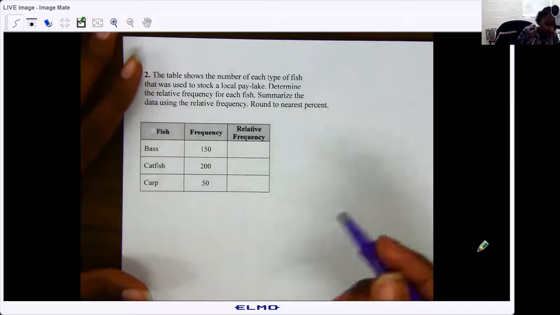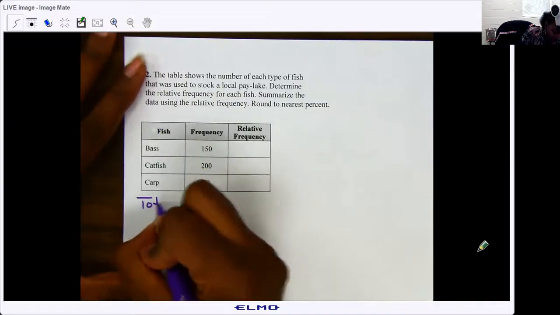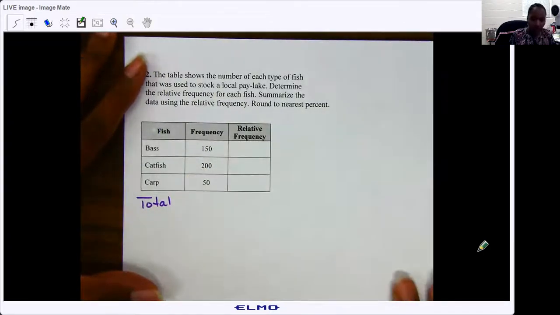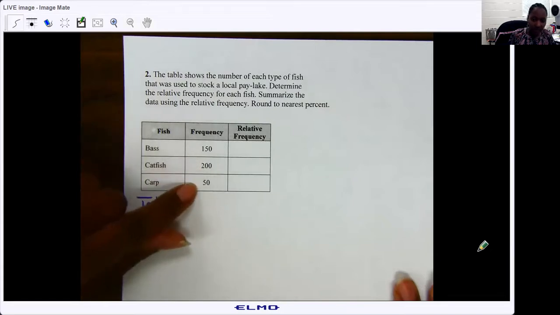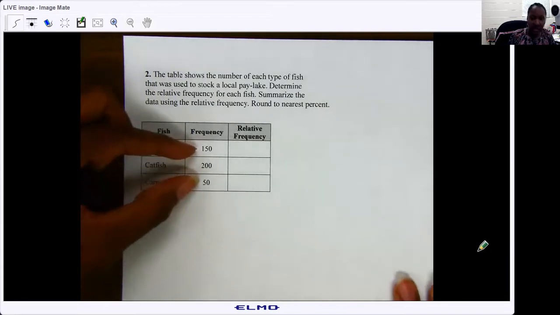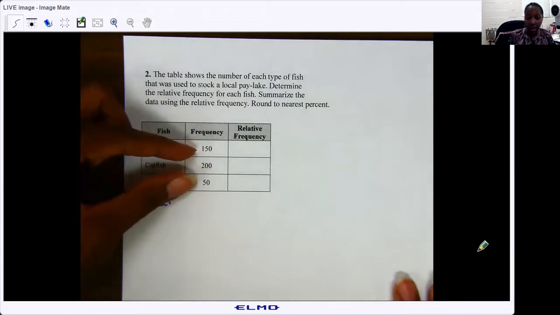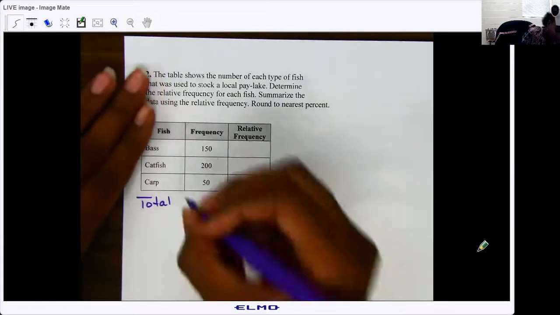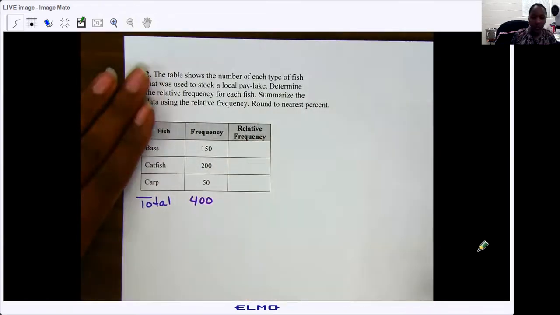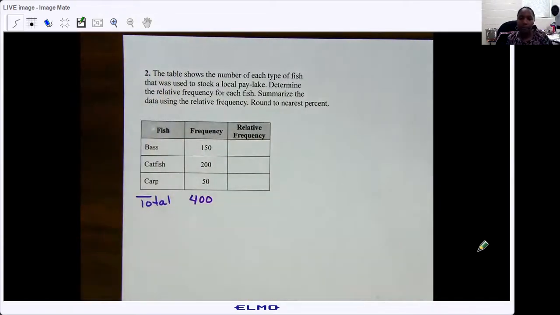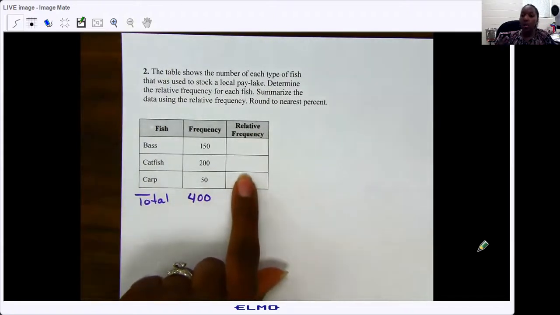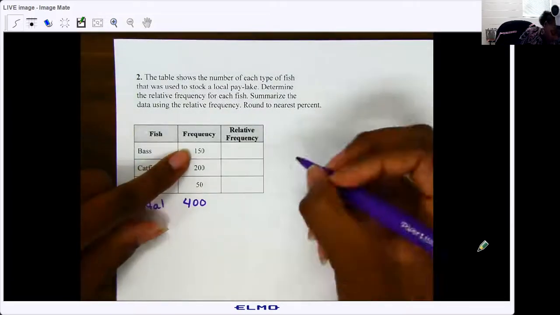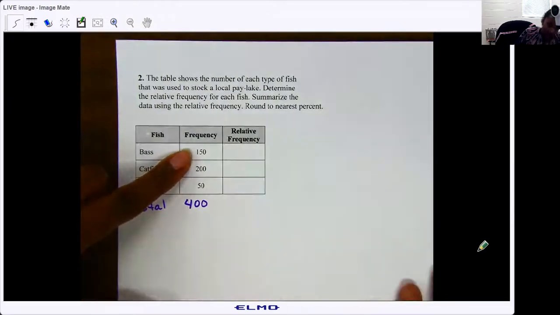All right, so first of all, I need to get my total to see what I'm working with here. Let's see, I have 150, I have 200, and I have 50. Well, if I put 150 and 50 together, I get 200. And then 200 plus 200 is 400. So I'm at 400, okay? All right, the relative frequency is the percent. They want to know what is the percent for each one of these. All right, so we're going to have to do some math here. Good thing I gave myself a lot of space.